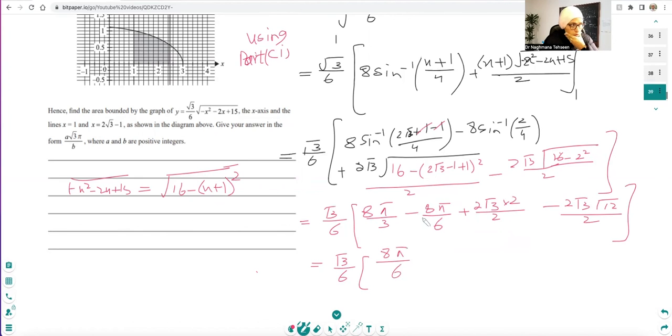I just solved these two, and then, okay, so 8 pi over 6. And then we need to work this one out. 2 and 2 cancel out. We get plus 2 root 3 minus, because remember root 12 is 4 times 3, which is 2 root 3. So 2 root 3, this 2 and 2 cancel out. I get 2, which is minus 6. So this 2 and 2 cancel out. I've got 2 root 3 minus 6. 2 root 3 minus 6.